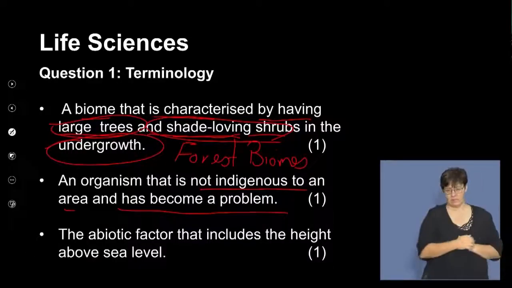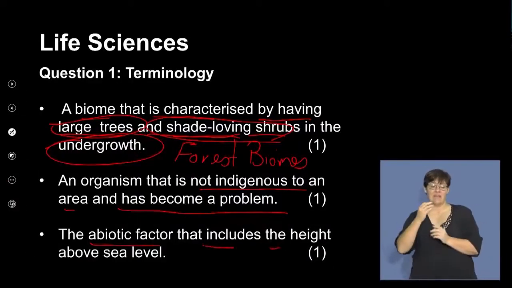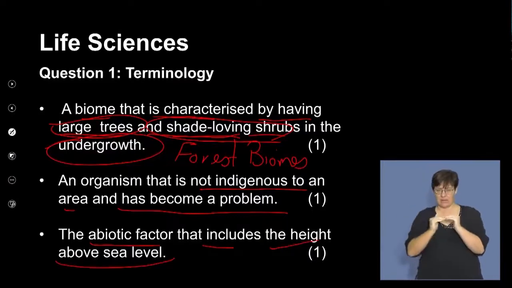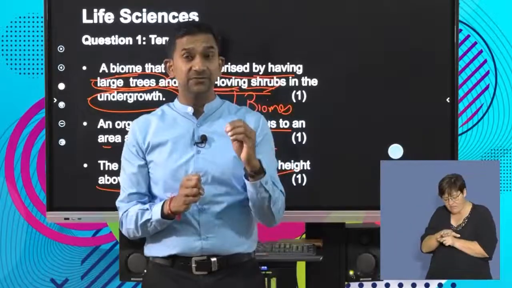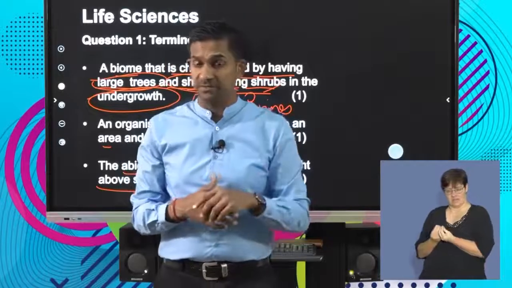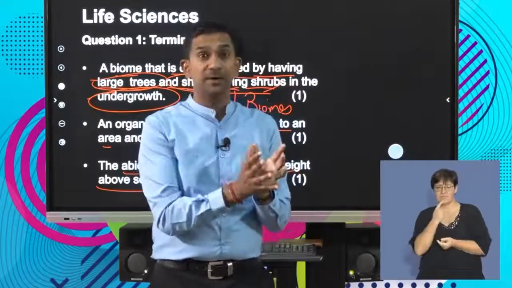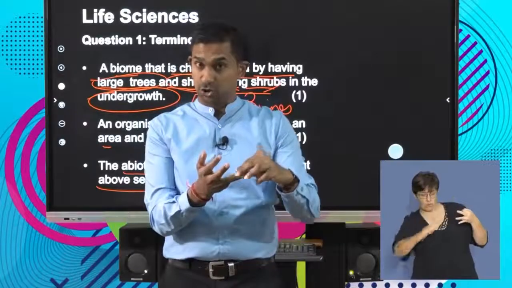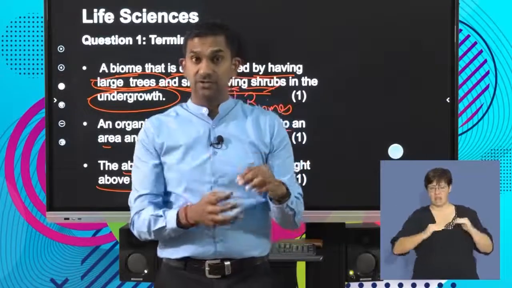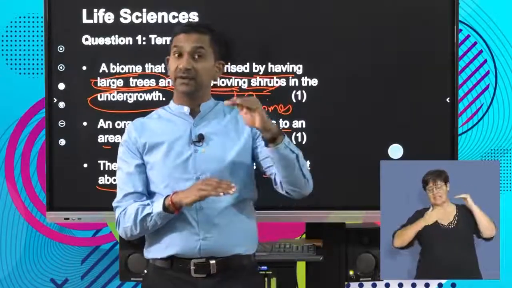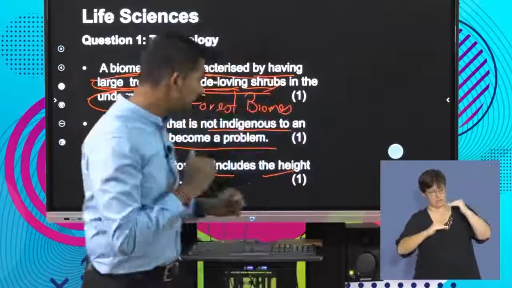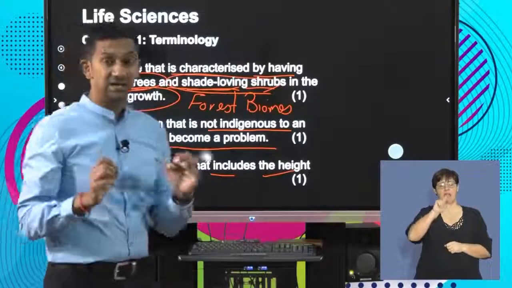And finally, we're looking at abiotic factors that include the height above sea level. When we talk of abiotic factors, we refer to the factors that influence living organisms. When we spoke about physiographic factors, we recognized that there were three types: aspect, slope, and altitude. Altitude refers to the level of the area in relation to the sea. So height above sea level will be altitude.